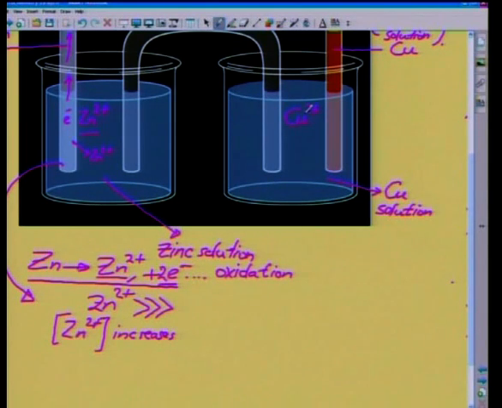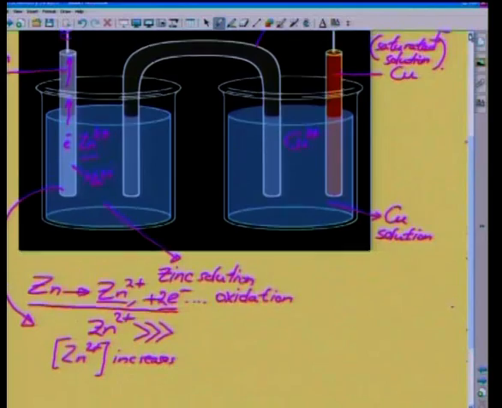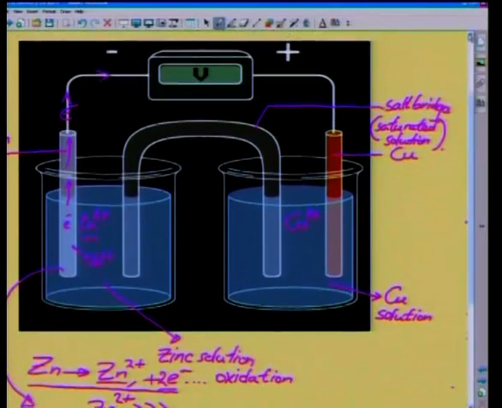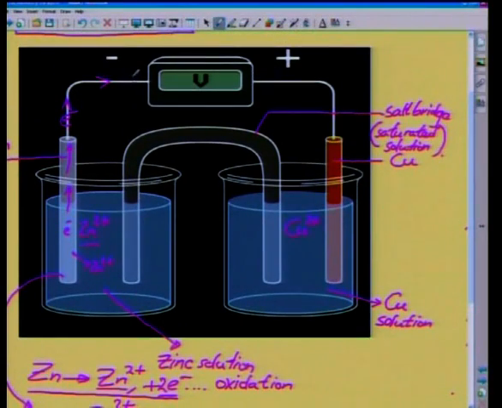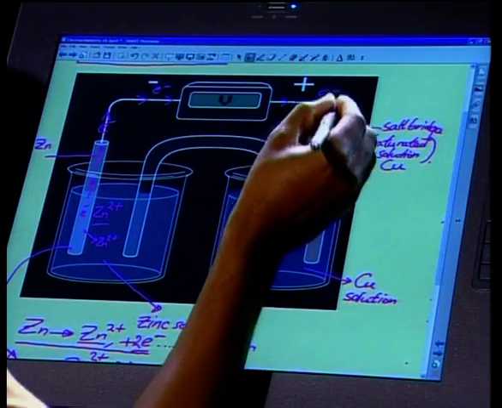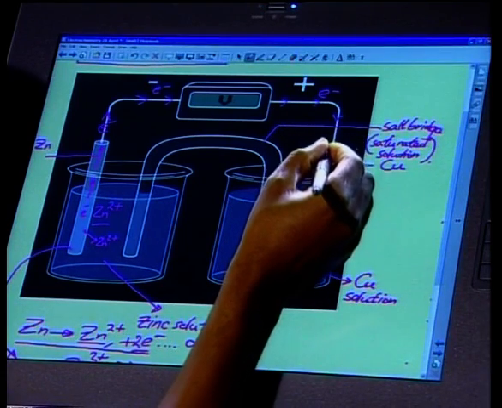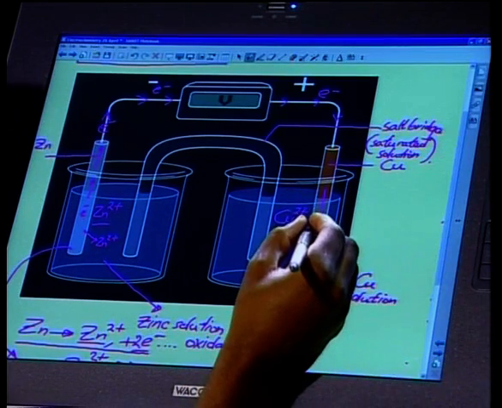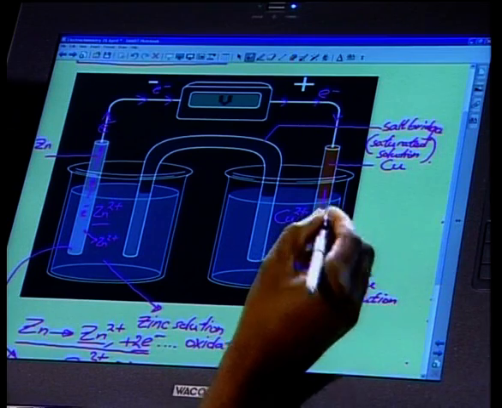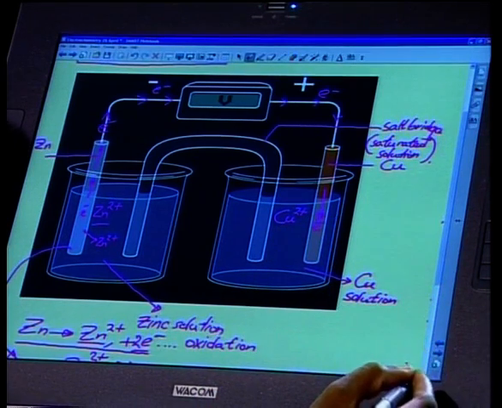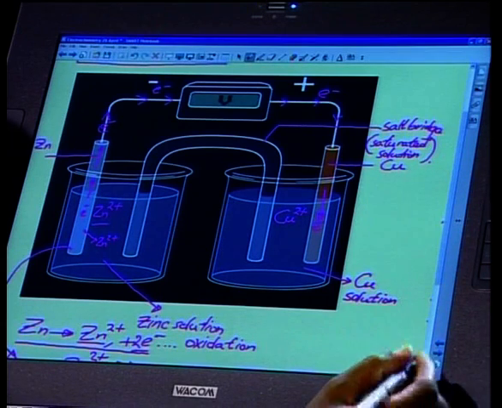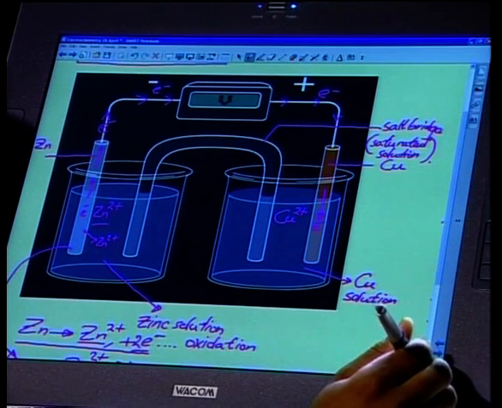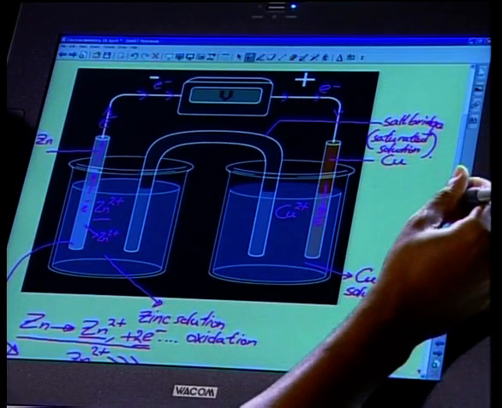Here, those electrons, remember, are moving through the external circuit. That's the direction that these electrons are taking from zinc. There they go. And these electrons get into the copper solution. Now, upon reaching that point, what happens with those electrons? Let's look at what happens with those electrons quickly.